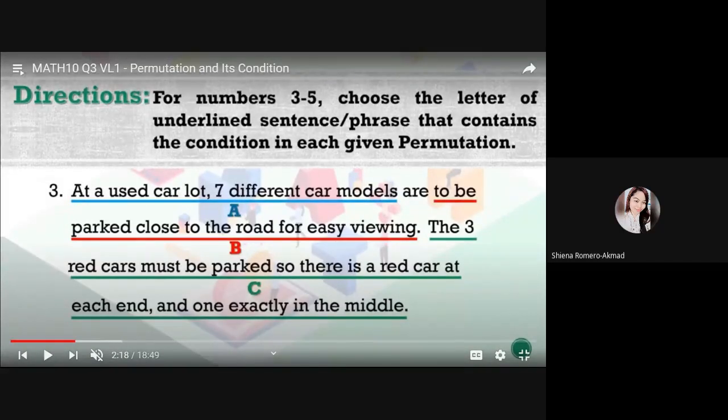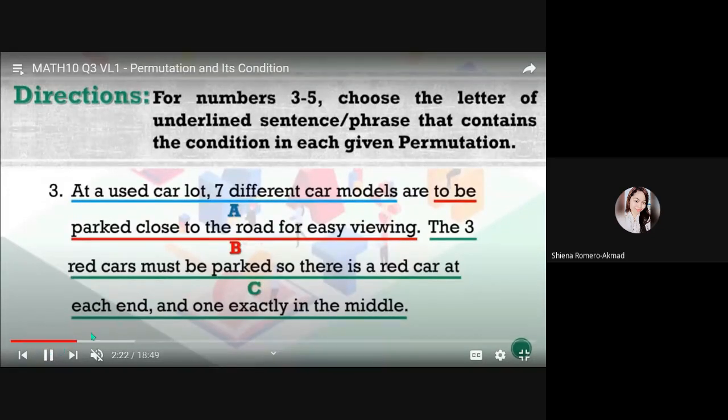Eh, yung letter B, ganun din naman. Di ba may kinalaman din sa arrangement? Kasi sabi, the cars must be parked close to the road. Pero yung C po kasi parang mas specific siya, mas specific kesa po sa letter B. Binigyan ka niya ng direction on how to place the car. Yes po, or what will be the arrangement of the car according to colors.